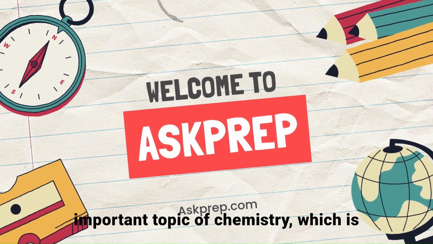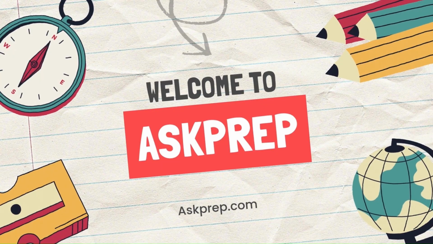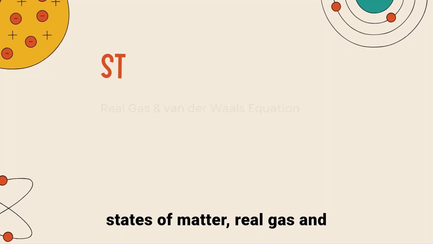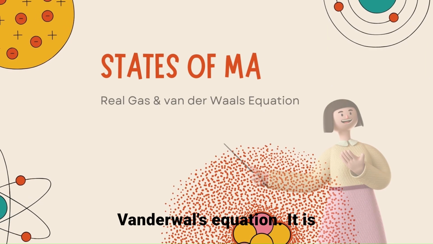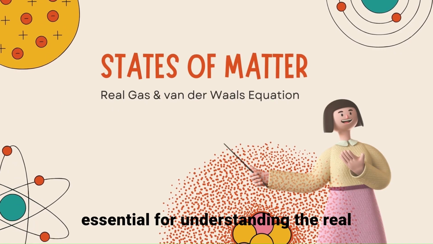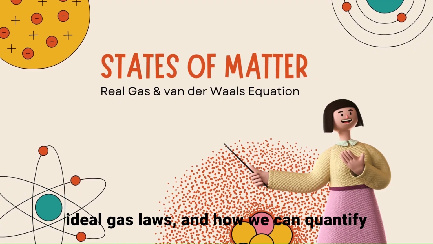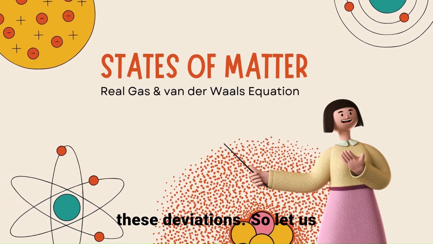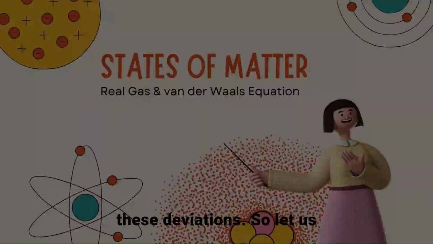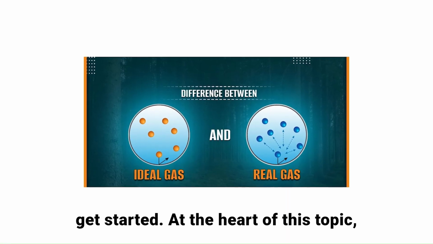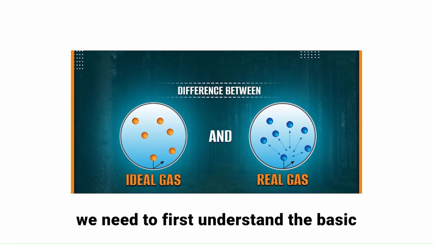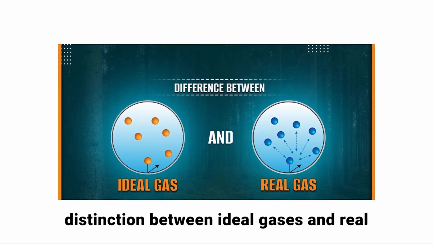Today we will study a very important topic of chemistry, which is states of matter, real gas and van der Waals equation. It is essential for understanding the real behavior of gases, how they deviate from ideal gas laws, and how we can quantify these deviations. So, let's get started.